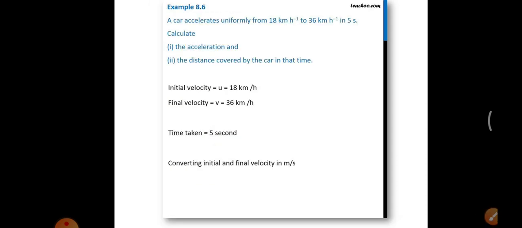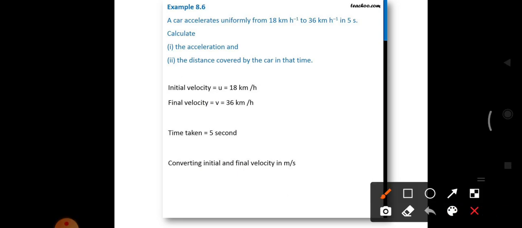The next example sum 8.6. A car accelerates uniformly from 18 km per hour to 36 km per hour in 5 seconds. Calculate the acceleration and distance covered by the car in the time.